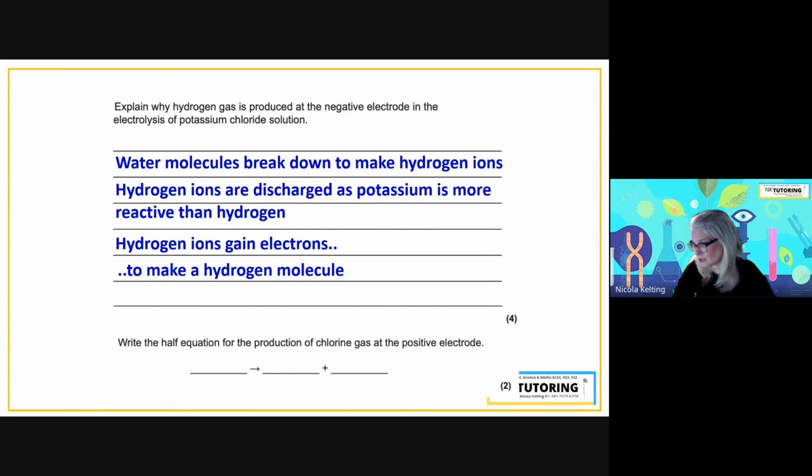And a half equation for the production of chlorine gas, as an example, at a positive electrode. So there's nothing there for you. It's totally blank. So we have got the chloride ions. They will form chlorine gas. And in the process, we have got two electrons that are released as well.